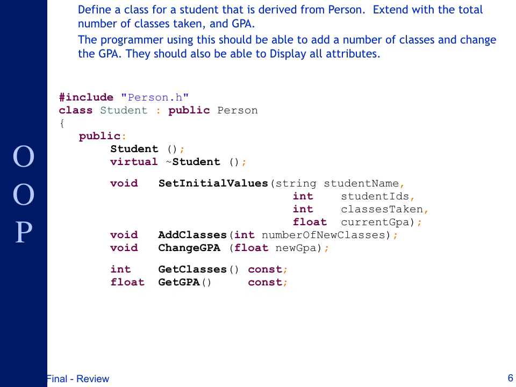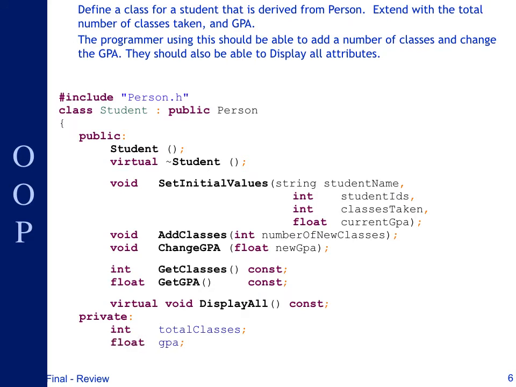I also included here get classes and get GPA. Then of course we need our virtual display all, which are now going to display all the four attributes. And then on the private side, we have our two new attributes, total class and GPA.